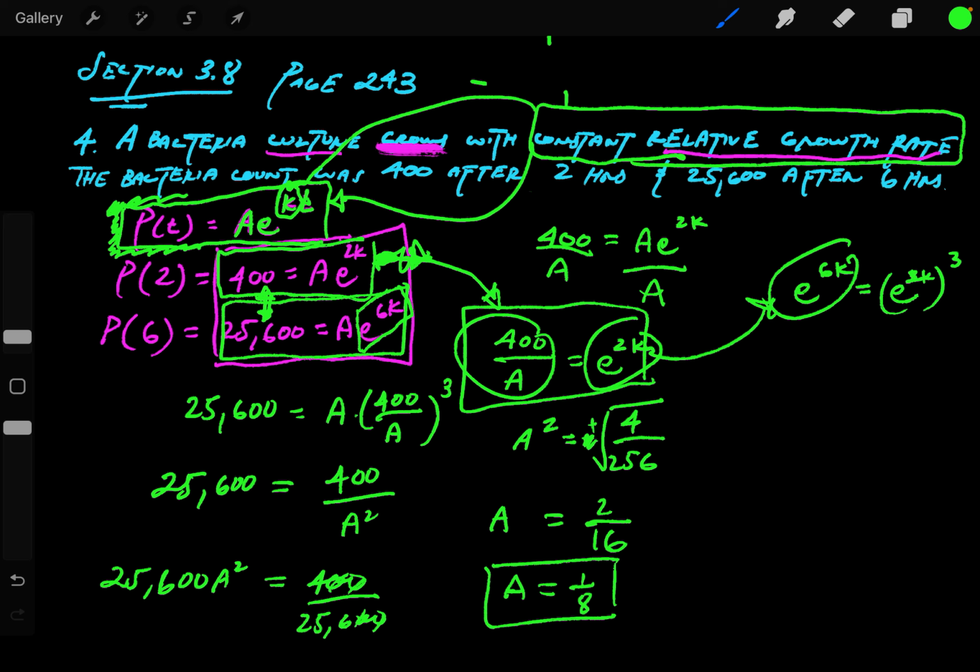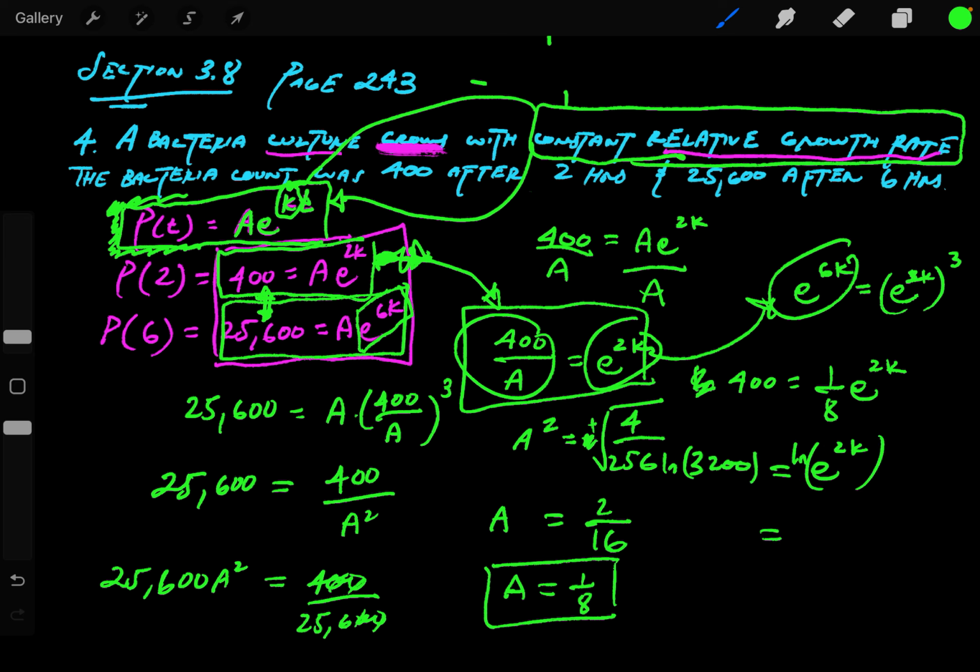Once you have a, I have 400 is equal to 1/8 e to the 2k. Then I take ln of both sides, or I multiply by 8. Let's multiply by 8 to start. 8, 16, 24, 32. 3200 is equal to e to the 2k. I take ln of both sides.